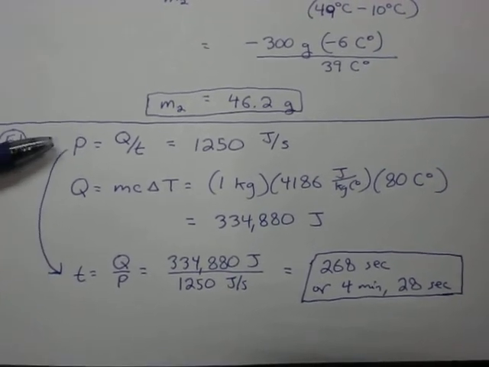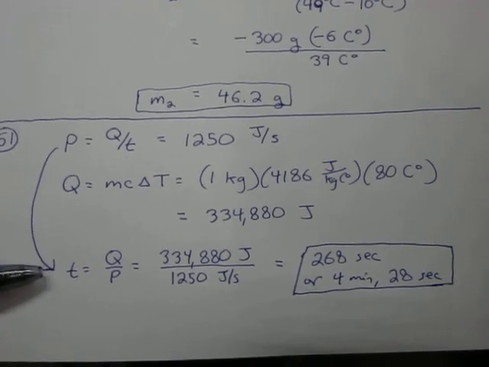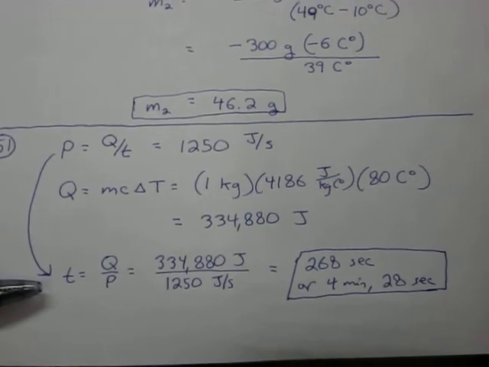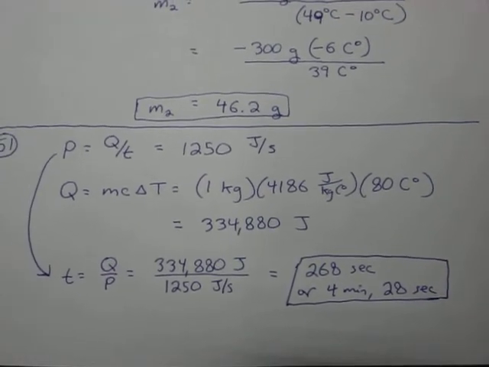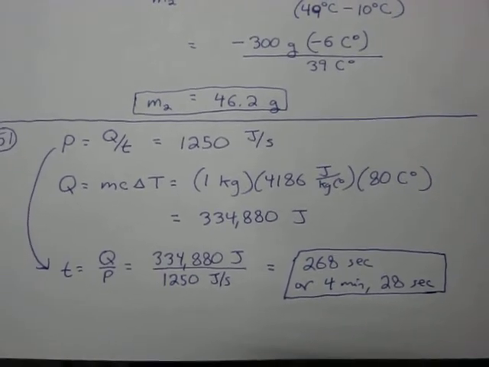Now, we involve the power equation. If we want to solve this for time, we get time is heat over power. So the heat of 334,880 joules divided by the 1250 joules per second. And we get a time of 268 seconds, which is about 4 minutes and 28 seconds.